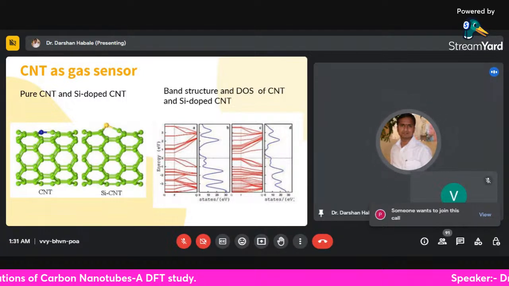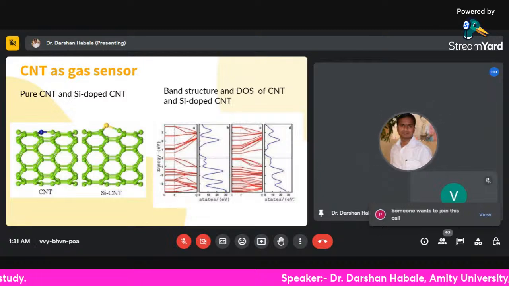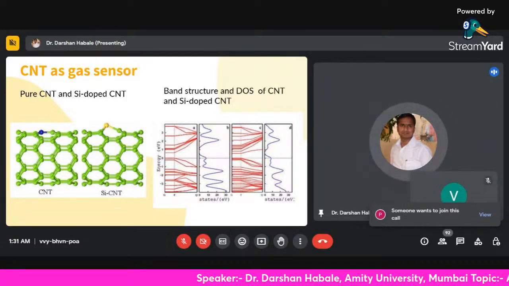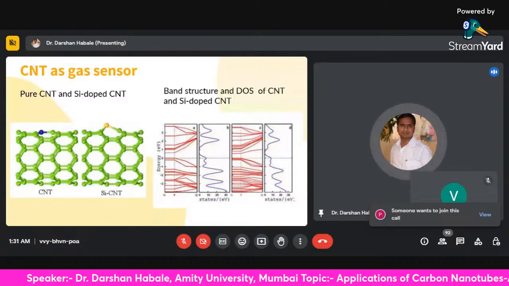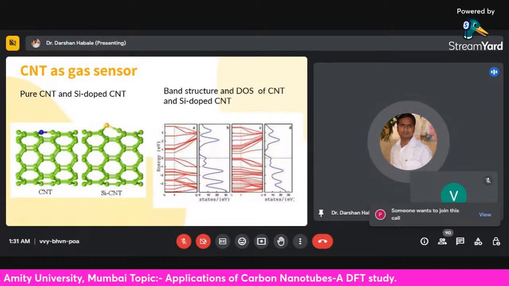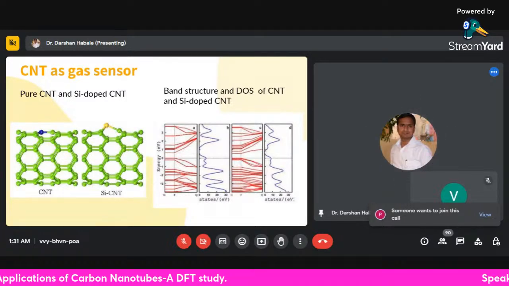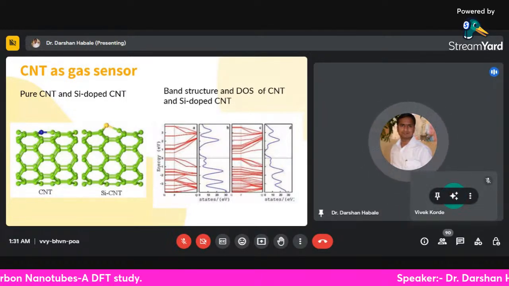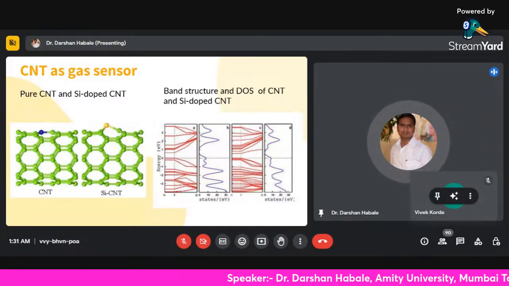Okay, here is pure CNT. All the green atoms are carbon atoms, and the blue atom over here is again a carbon atom only, but we are going to dope it. We are going to replace this carbon atom with silicon. That's why it is highlighted in blue. So this carbon atom gets replaced, which is called silicon doping.